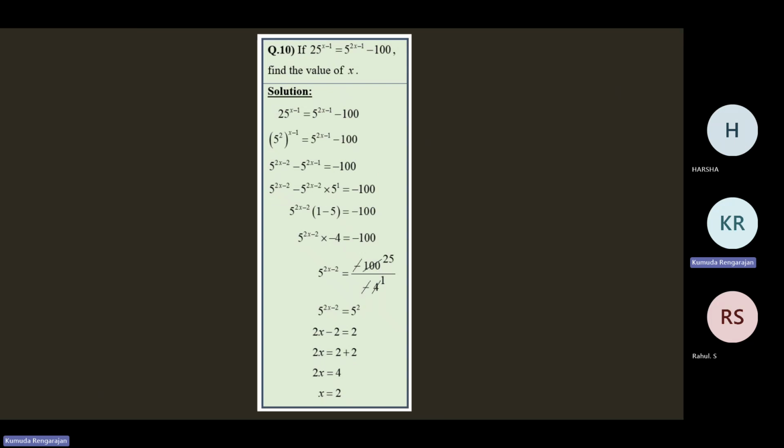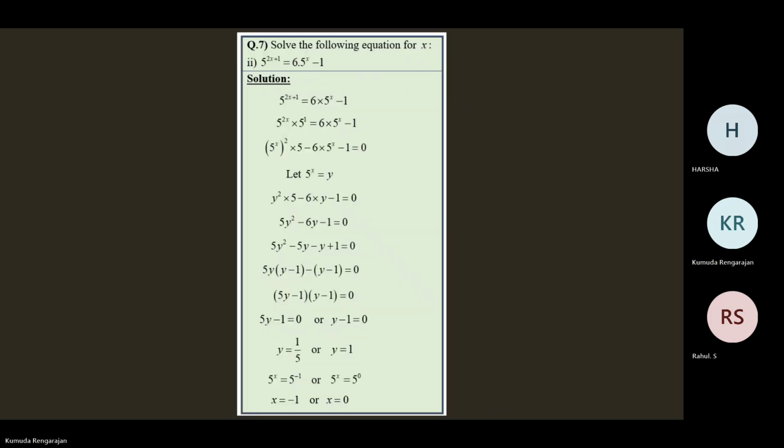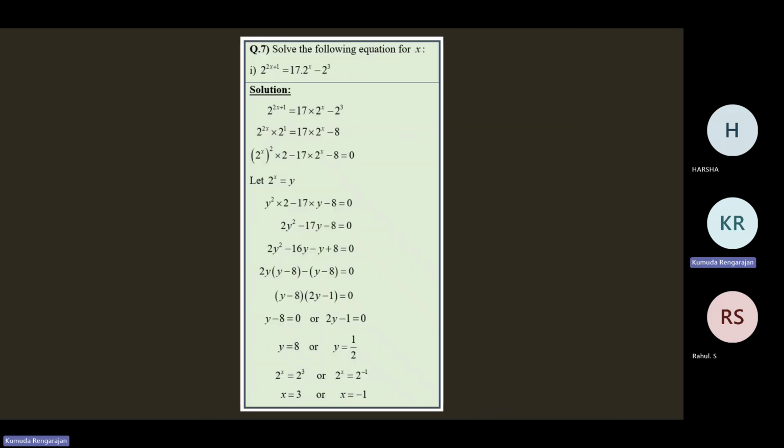Which we already discussed. See, if the question is like this, we have only one equation here. Here we got a quadratic equation. We split the middle term and we found the two values of the variable y.